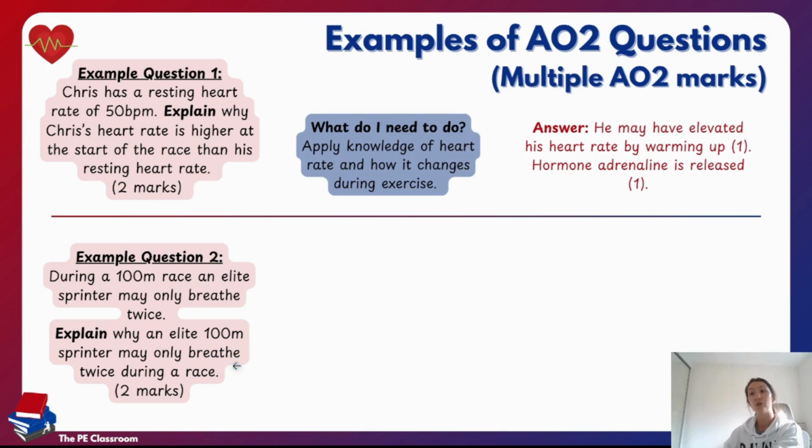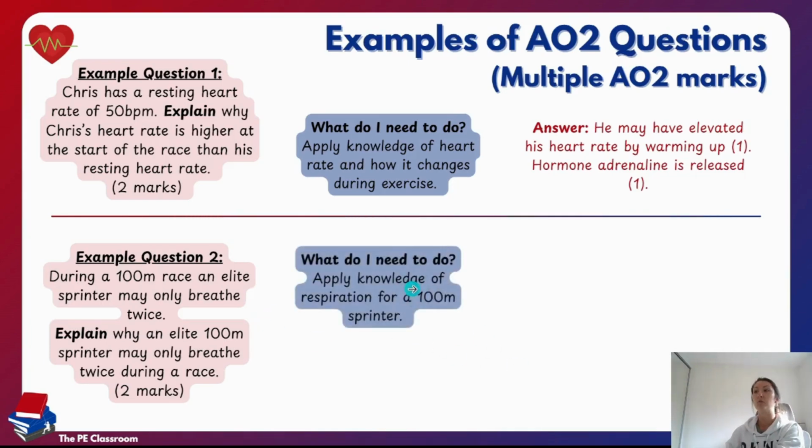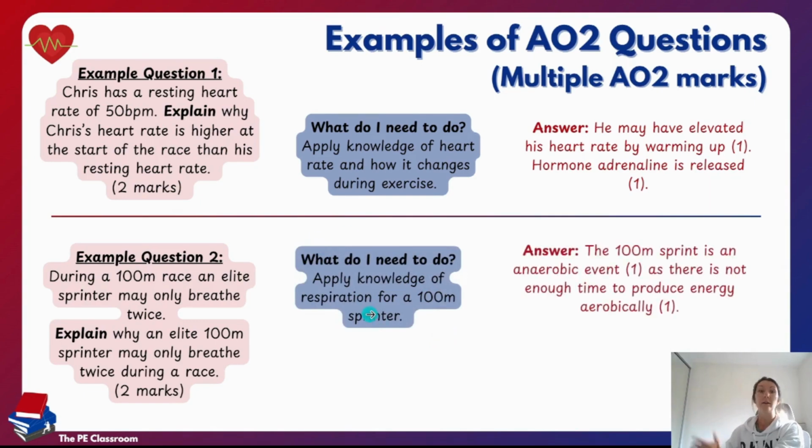Explain why an elite 100-metre sprinter may only breathe twice during the race. So it's given you a sporting scenario here, and so you're going to have to apply your knowledge of respiration essentially to 100 metres. As a 100-metre sprint.